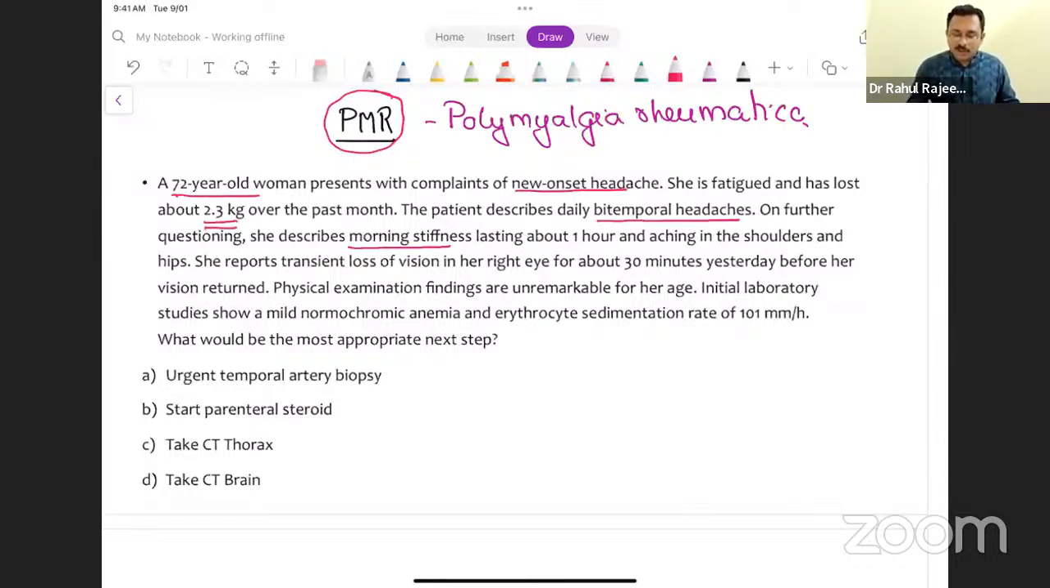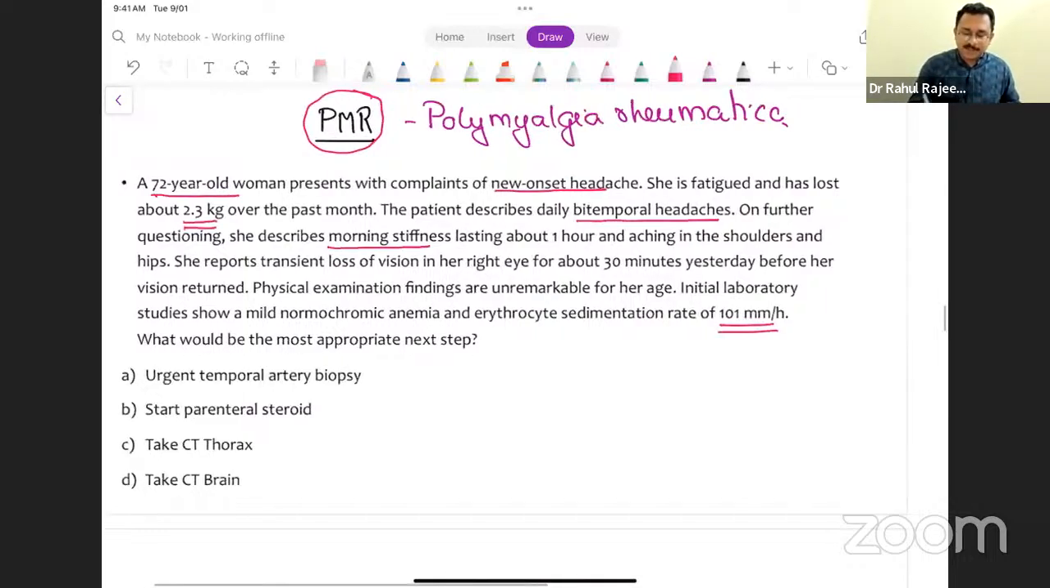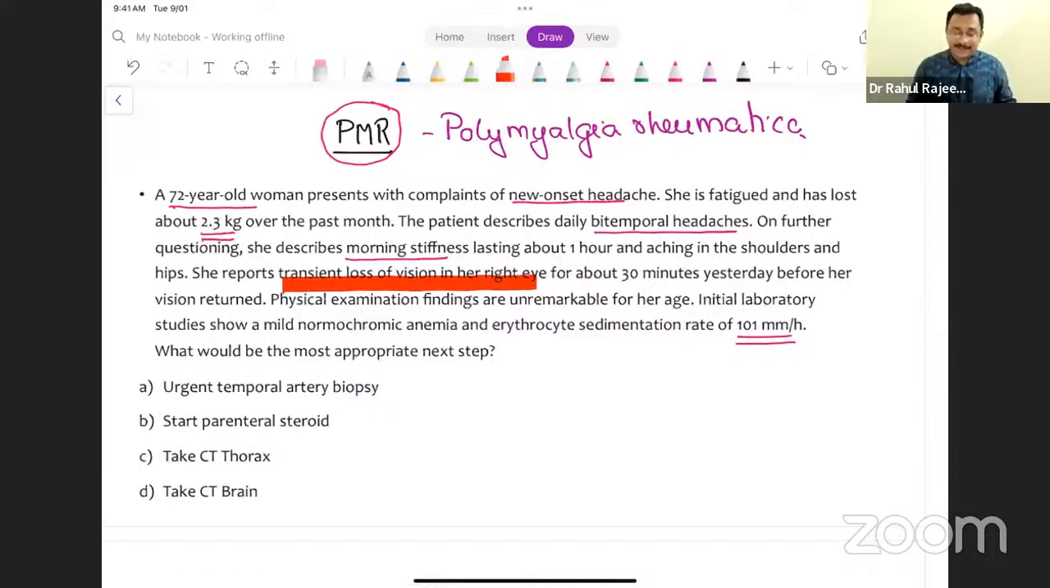Patient also reports loss of vision in the right eye for 30 minutes yesterday before her vision returned. Physical examination unremarkable. Laboratory studies showed normocytic normochromic anemia and a raised ESR. Raised ESR again suggests some sort of infection, inflammation, or malignancy. Now you see here, this is what is troubling me. She's got a transient loss of vision, which came back, but again, that is a red flag sign. Now, what is the next most appropriate step?